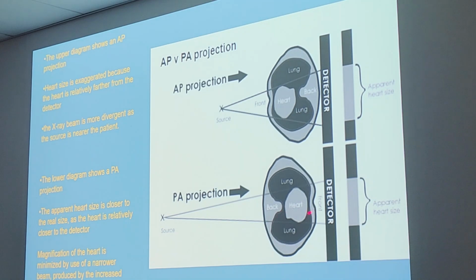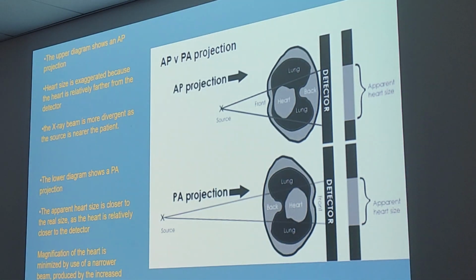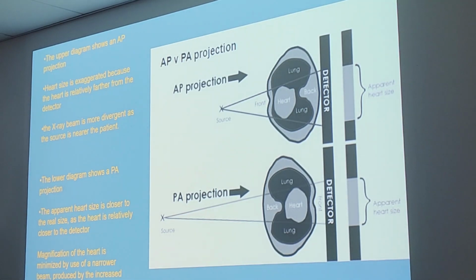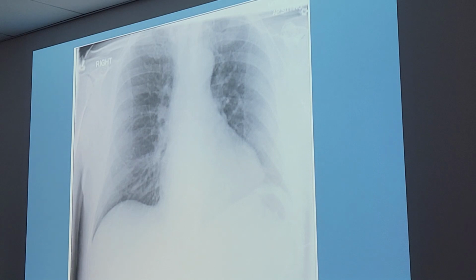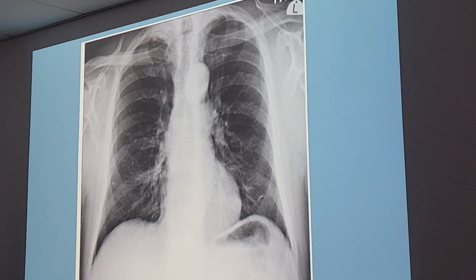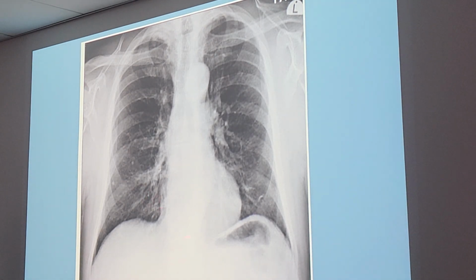And in PA, the heart is closer to our detector, and it's a narrow beam, therefore it should represent the heart closer to its true size. This is just an FYI, you don't have to remember this. So, AP, look how the heart looks very enlarged, right? And same patient, PA chest X-ray looks a lot better. The heart doesn't look as enlarged. Overall quality is much, much better.